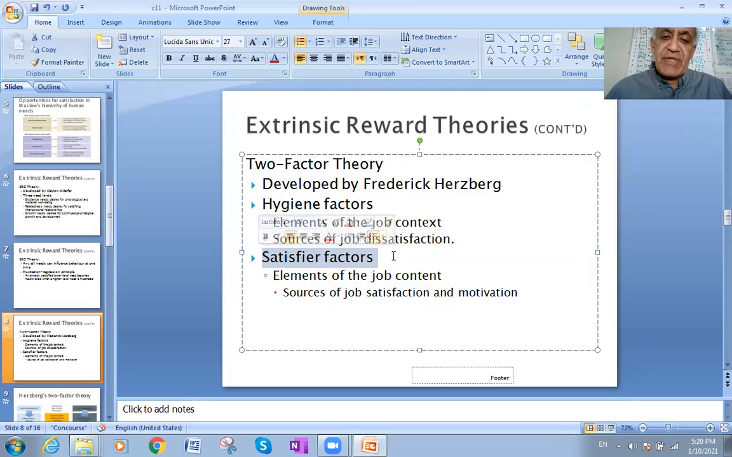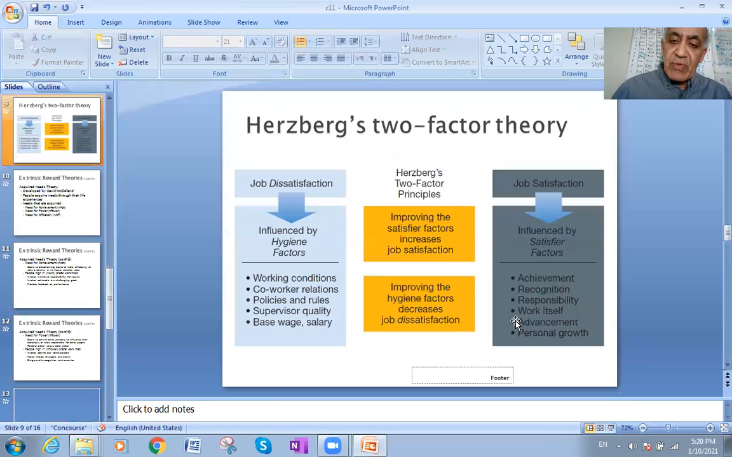What are the hygiene factors? Elements of the job context, sources of job dissatisfaction, what makes you dissatisfied on the job. So those are the hygiene factors. How about the satisfier factors? Elements of job content and sources of job satisfaction and motivation. Let's go into more detail and check the model, which will show more. It's clear here on the model itself.